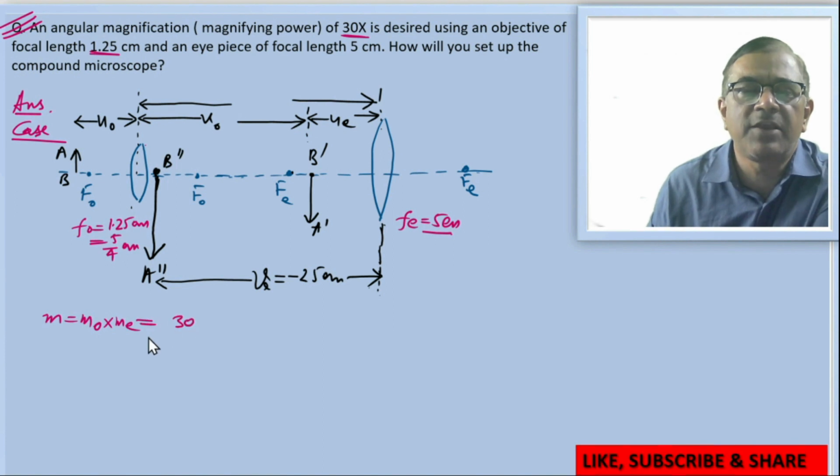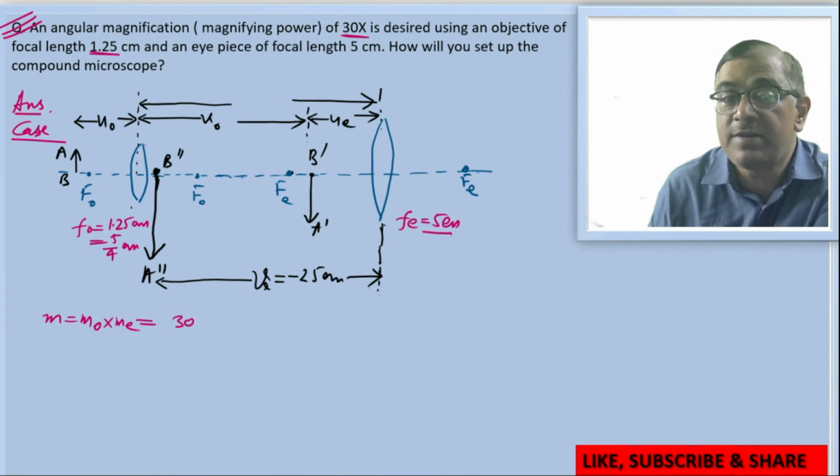Need to be slightly careful, because as you might have seen in the previous two problems, the magnification turns out to be negative because the final image happens to be real with respect to the object. So instead of writing 30, let's write it as minus 30. This is the given value. Is that okay?